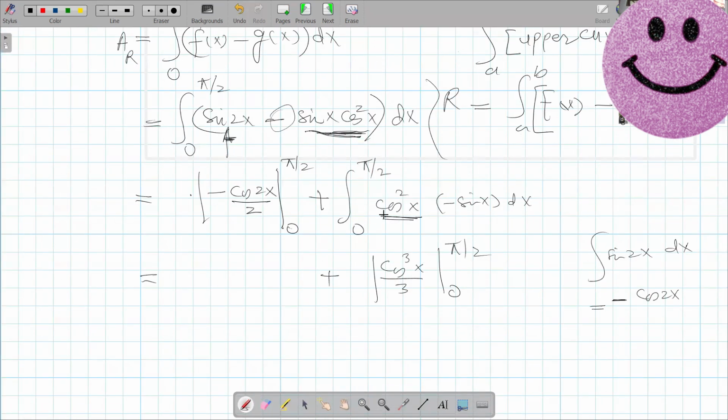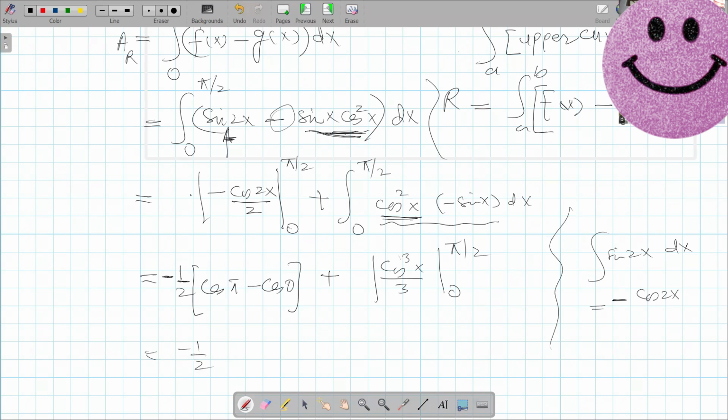So if you don't understand directly, you can do it in steps. Just write them separately and then see what the method is. Now apply these limits. Put the upper limit. So cos 2 times pi by 2 will be cos pi, right? So I can take this 1 over 2 outside, imagining just cos 2x is inside. So put pi by 2, then we will have cos pi. This will be cos pi minus cos 0, like this.